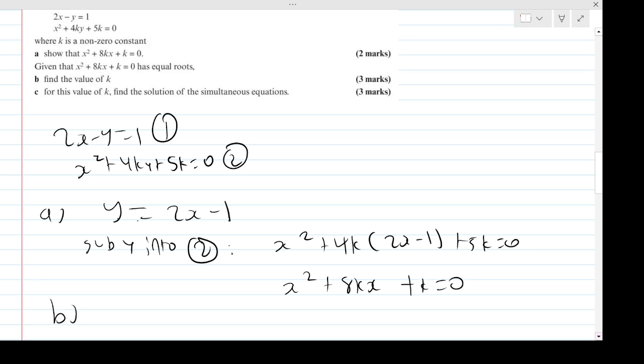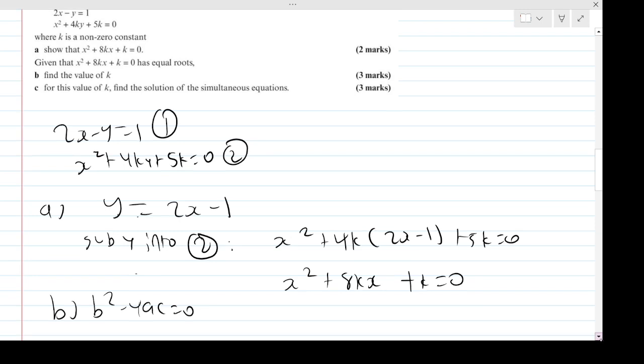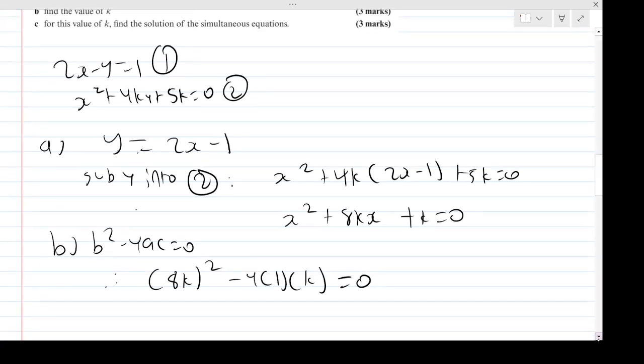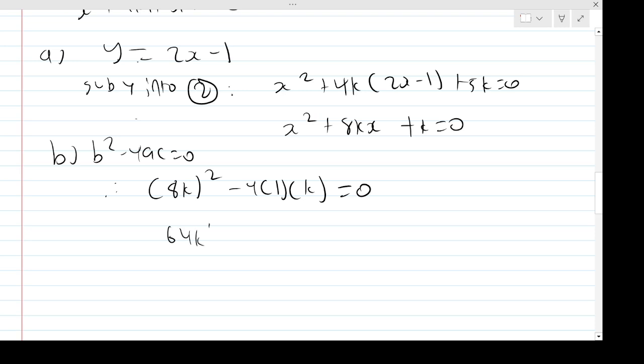And then for part B, I'm given that it has equal roots, which means the discriminant of this equation has to equal 0. So if I compute the discriminant of this, I get (8k) all squared, take away 4 lots of 1 lots of k equals 0. So then I solve for k here, so I get 64k squared, take away 4k equals 0. Then I can factor 4k out to get 4k(16k minus 1) equals 0. Therefore k equals 0, or k is equal to a 16th.